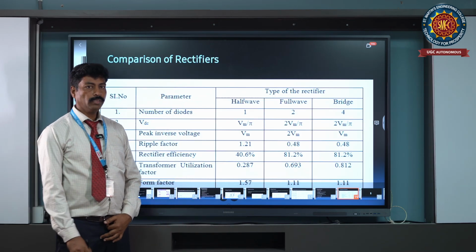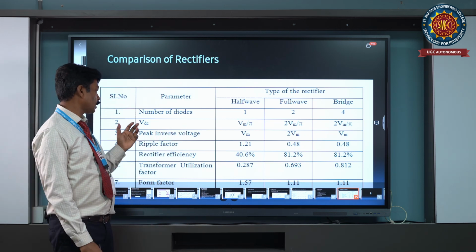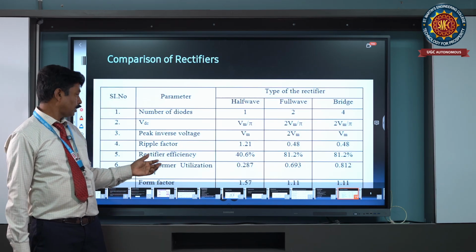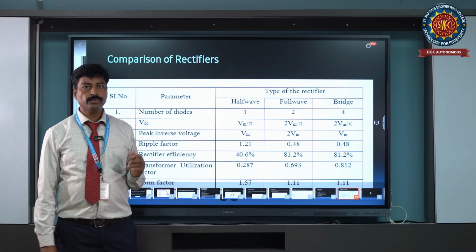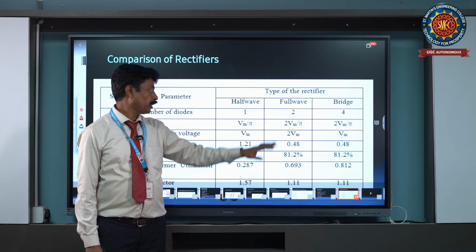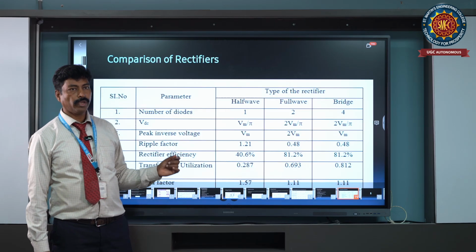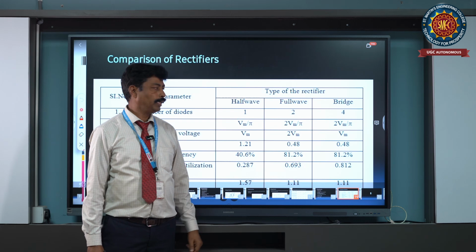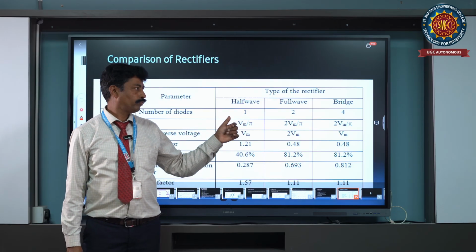The comparison between rectifiers. In these parameters: number of diodes, DC voltage, peak inverse voltage, ripple factor, rectifier efficiency, transformer utilization factor, and form factor. The half wave rectifier uses only one diode, the full wave rectifier uses two diodes, and the bridge rectifier uses four diodes. The DC voltage is Vm by π for the half wave rectifier, and for the full wave and bridge rectifiers it is 2Vm by π.